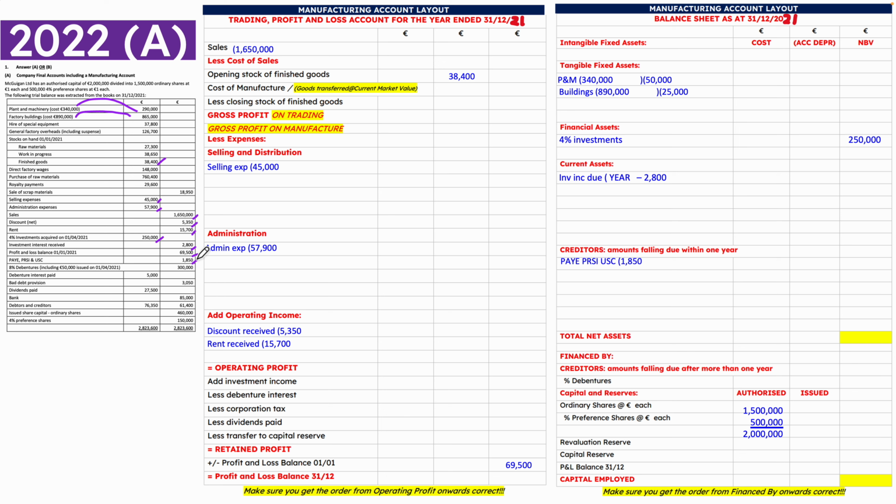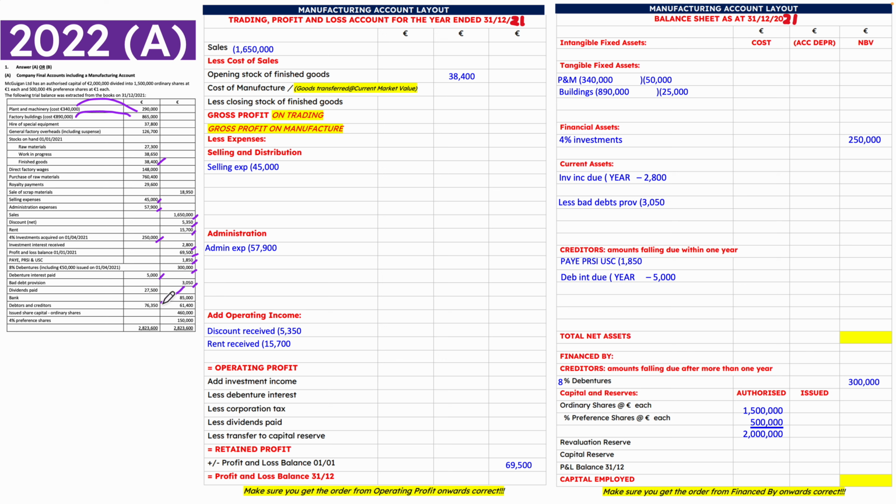Then we have our PAYE, PRSI, USC, 1,850 in the creditors minus 1 year. Then we have 8% debentures in the finance buy. Then we have debenture interest paid, so whatever it has been for the year, minus 5,000. Then we have bad debts provision, so 3,050. But we will be taking that figure away from the debtors figure. So you can skip a line if you wish, because you know you're going to be putting debtors in here. Otherwise, it doesn't really matter. You can just draw an arrow and link it up with the debtors.